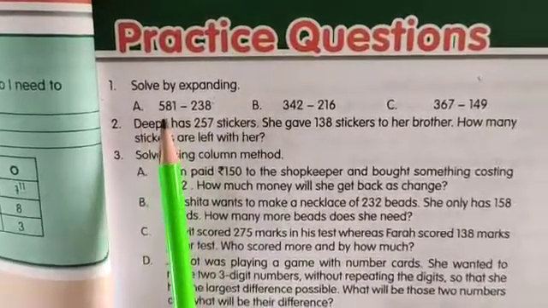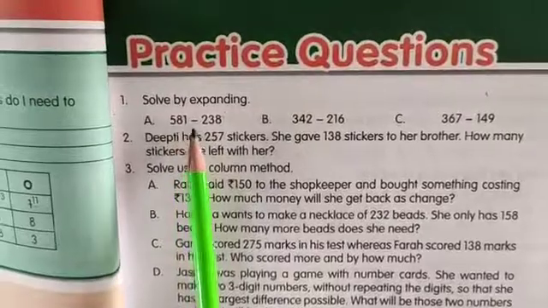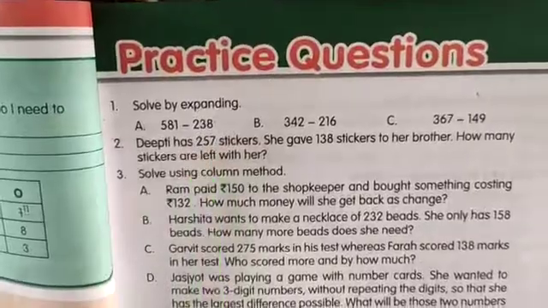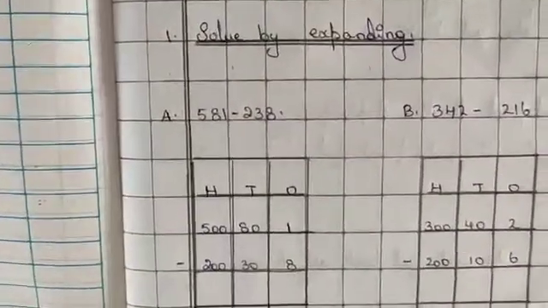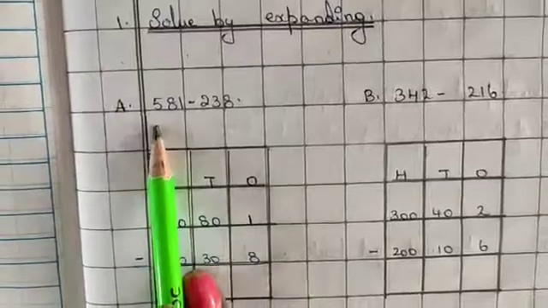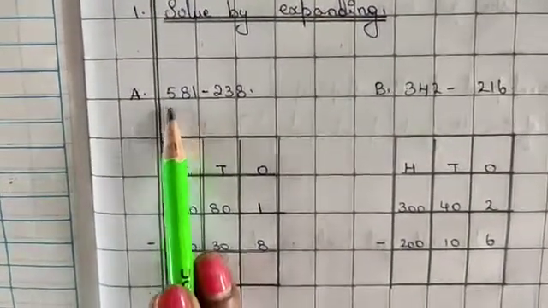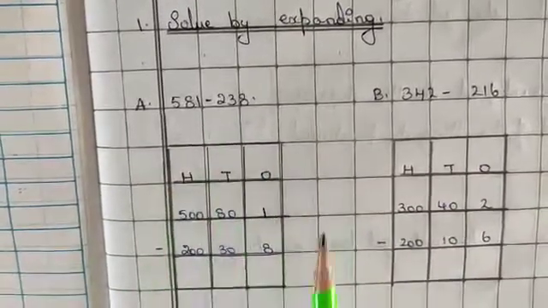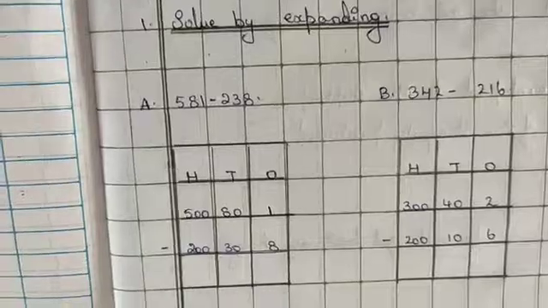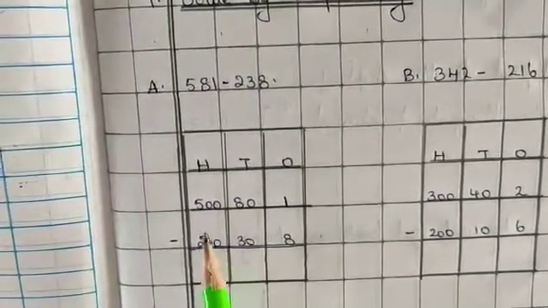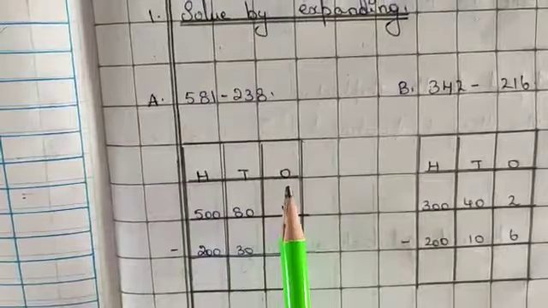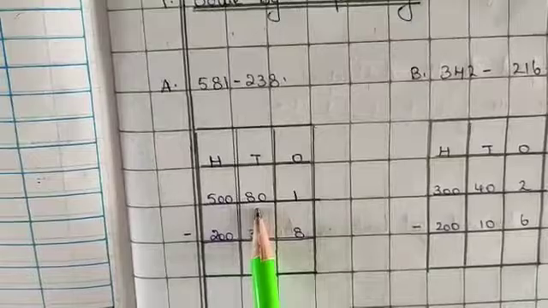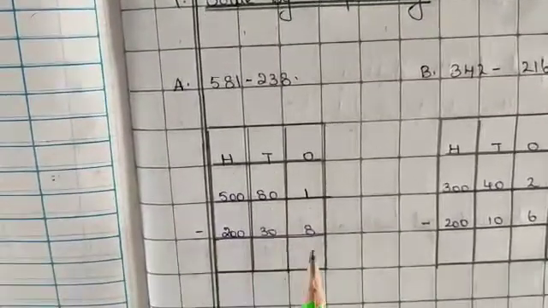So here the A bit we have 581 minus 238. So this sum we are going to do in our classwork. Children, you have to draw the box like this. We have to do it in the expanded form. So here we have to write the place values, ones, tens and hundreds. The number we have is 581 minus 238.